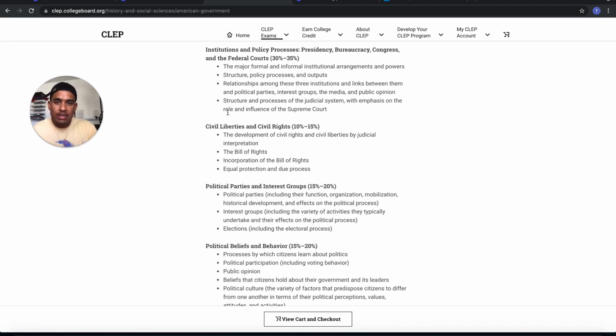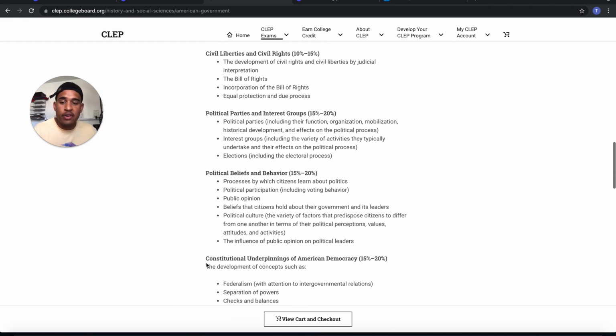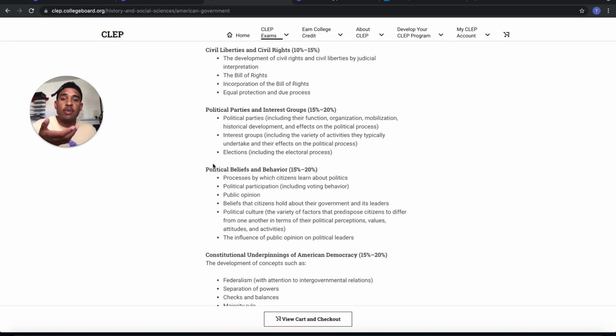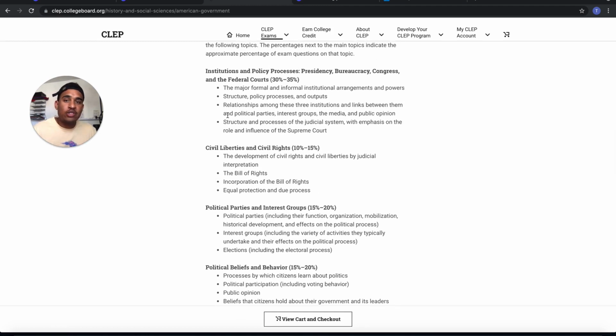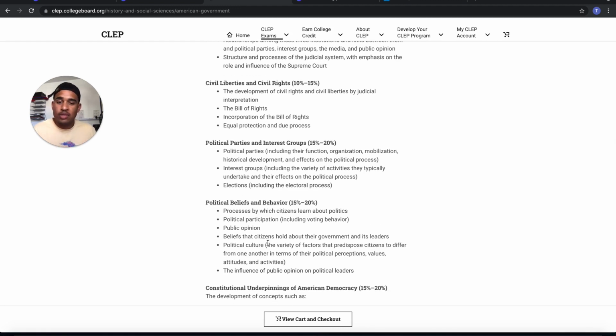So now that we've established how our list is going to go, and just to reiterate, we decided that institution, policy, process was the bigger chunk of the exam we're going to focus on, right? Civil liberties, we're going to put that at the bottom, because that's the smallest chunk of the exam. Political parties and interest groups, political beliefs and behavior, constitutional underpinnings of American democracy. These are bigger chunks, and we're going to move those up and focus on those. So we got 35%, and we got 20%, that's 55%, another 20%, that's 70%, and then another 20%, that's 90% roughly of your exam, excluding civil liberties, that we're going to focus on.